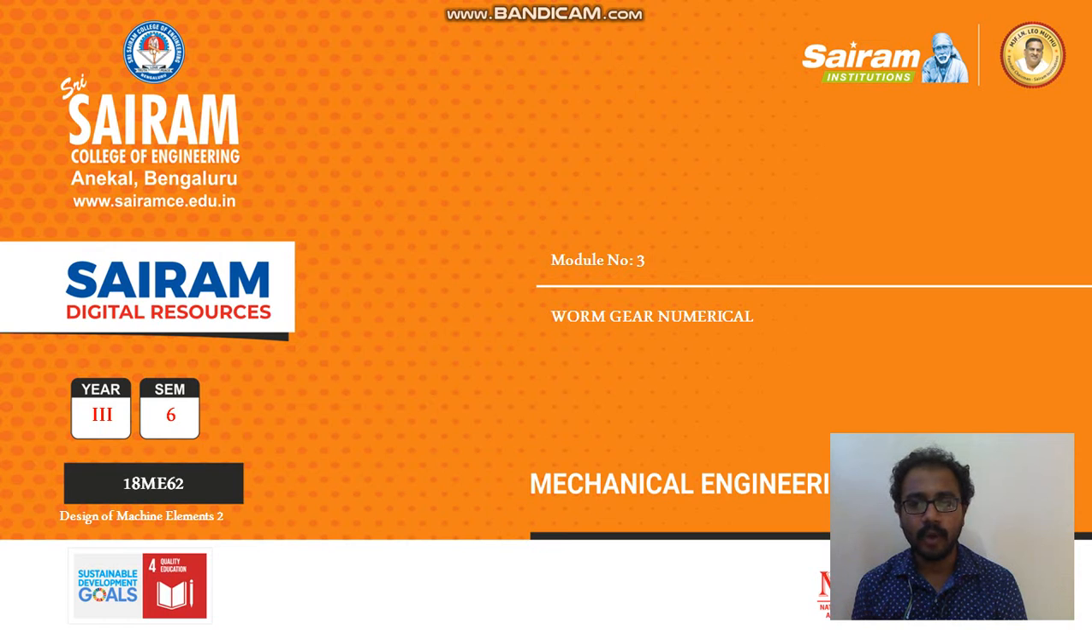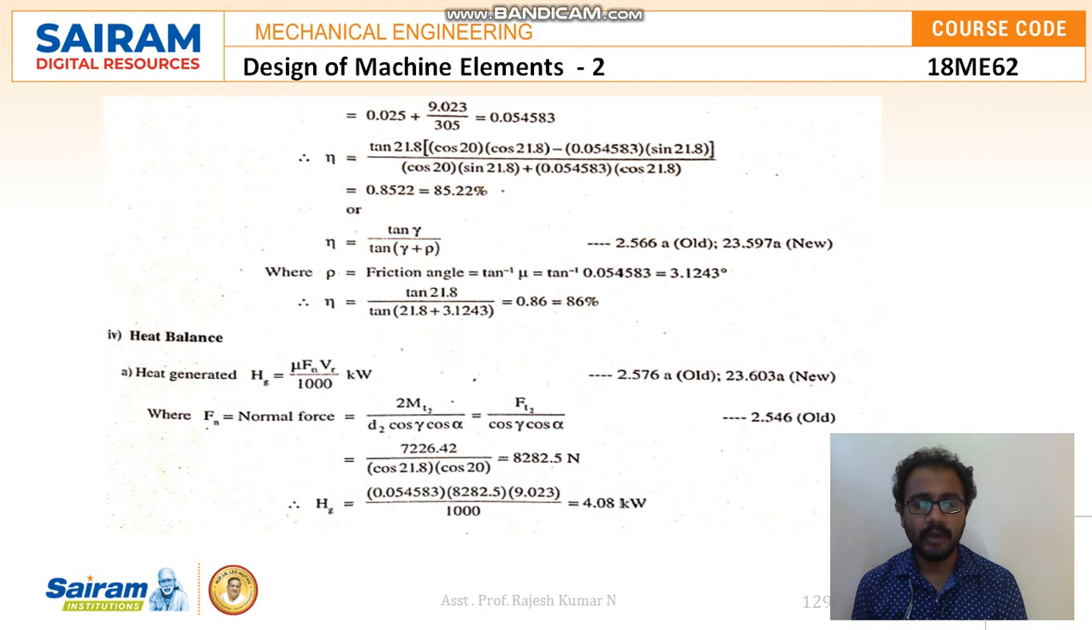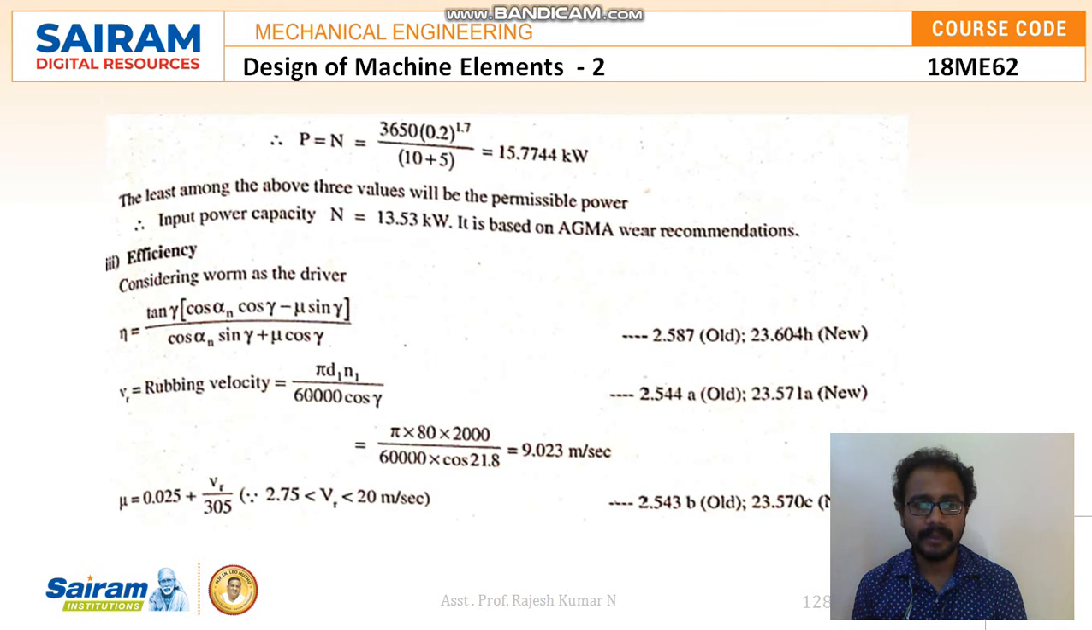Before moving to these two problems, in the previous video we couldn't complete the problem where we ended up with the AGMA power value. So afterwards, in the same problem, we will be continuing with the efficiency value. The efficiency value we take from equation 23.604H in the data handbook, where this is the efficiency formula. Here the lead value and normal angle we already know.